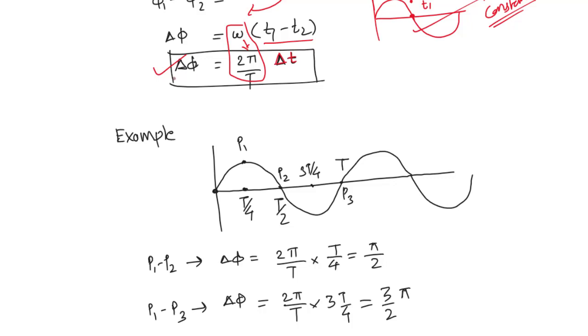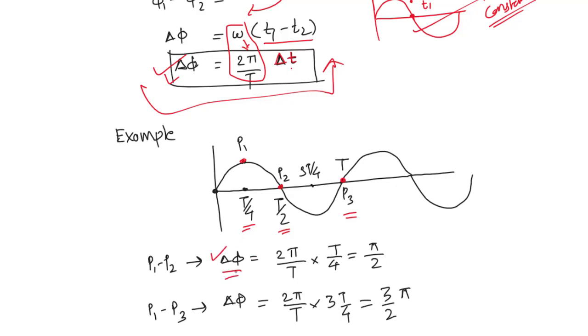Now let us look at one example which will clear this concept. So we can apply this equation to any particle. So if you know the time difference, you can calculate the phase difference. So here they have taken three particles, P1, P2 and P3. And we also know the time differences, because T by 4, T by 2, T is also given for each of these particles. So we have to calculate now the phase difference.